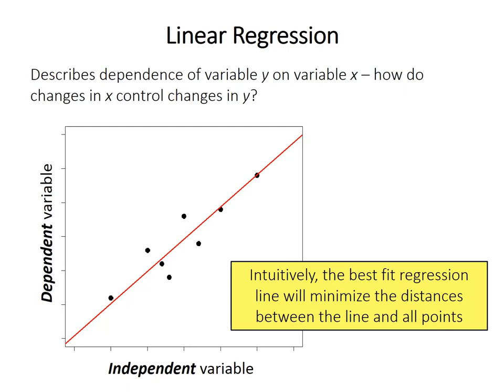So intuitively, if we want to determine the best relationship between the dependent and the independent variable, the line that relates those two will be drawn in a way that minimizes the distance between the line and all of the points in our data set.